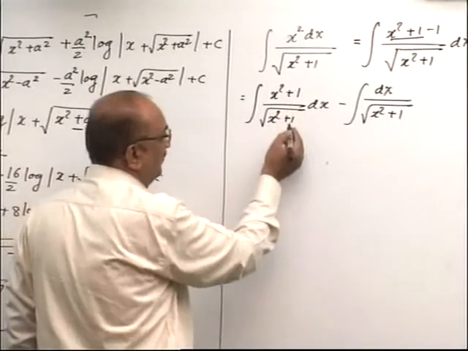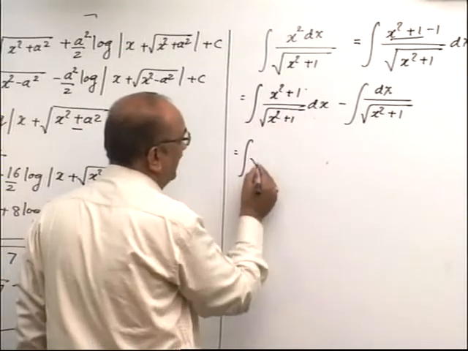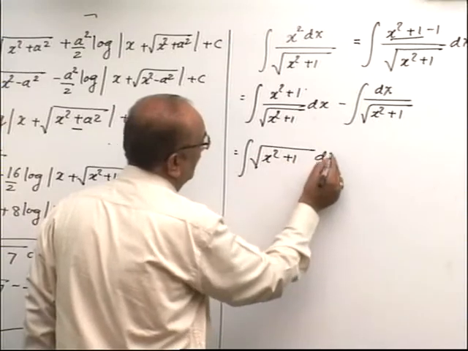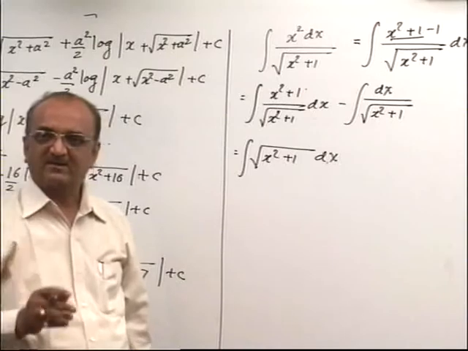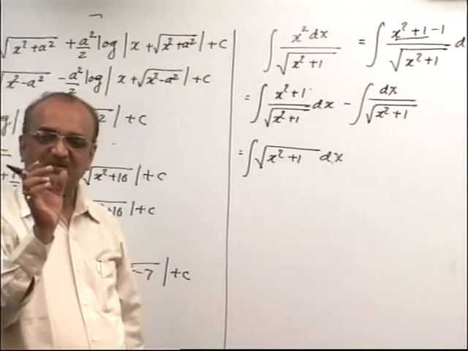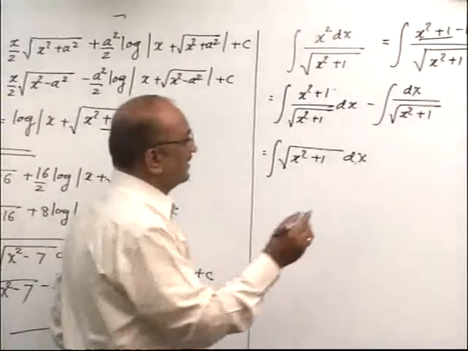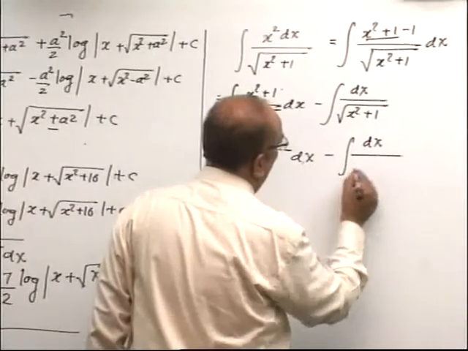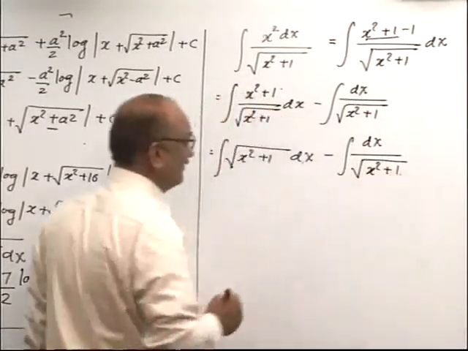x square plus 1 upon root x square plus 1 is what? Here power is 1, here it is 1 by 2. What you get? Root x square plus 1 dx. You know x upon root x is root x. Same way, x square plus 1 upon root x square plus 1 is equal to root x square plus 1. Minus integration of dx upon root x square plus 1. Clear?